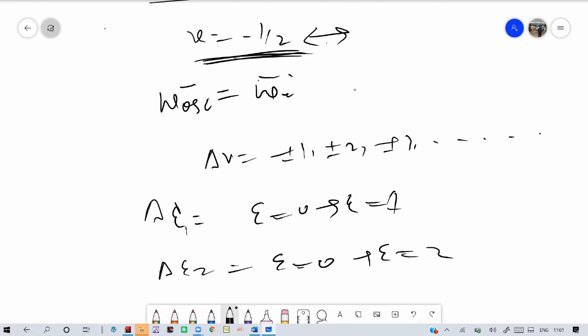And I think this completes the vibrational spectra. Then there is the vibrational rotational spectra. That is the diatomic vibrating rotator. That means we take vibrational as well as rotational combined, which is the most practical case.